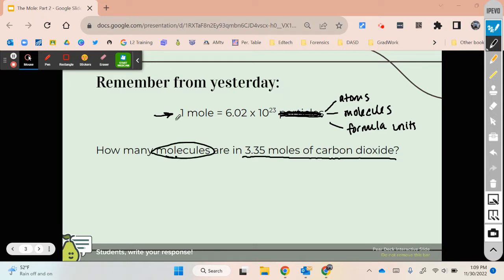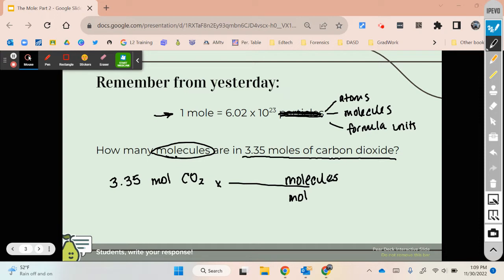So in this particular example, we are being told to convert 3.35 moles of carbon dioxide into molecules. So I'm going to need to use this conversion factor up here. So I'm going to start off with 3.35 moles of CO2. And I'm going to add in my units first. So I'm going to do the numbers later. Let's do the units first. So moles will go on the bottom. Molecules will go on top.